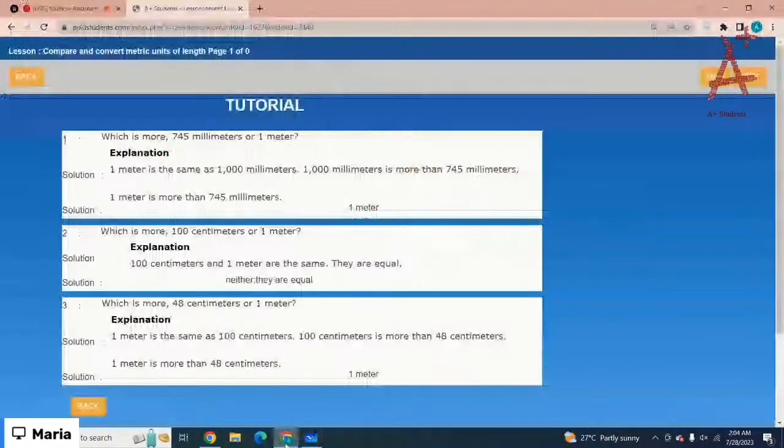Okay, the next one is which is more, 48 centimeters or 1 meter? So we just did 1 meter equals 100 centimeters. So obviously 100 centimeter is more than 48 centimeters. Got it? That means 1 meter is more than 48 centimeter. Let's just start with the practice questions.